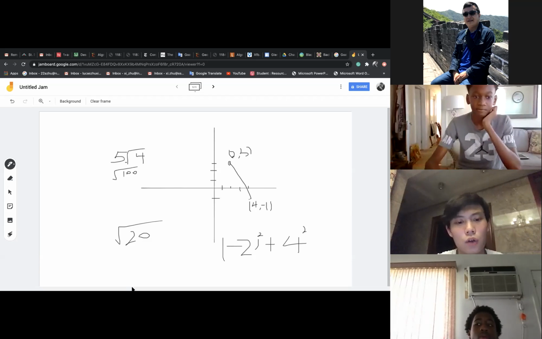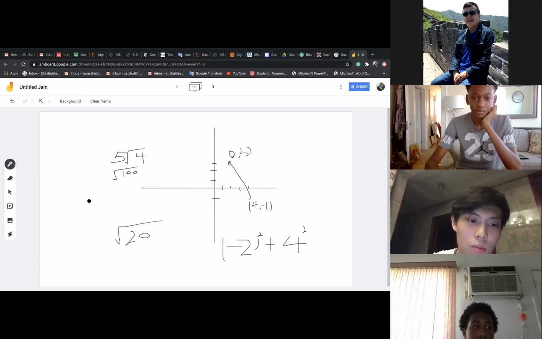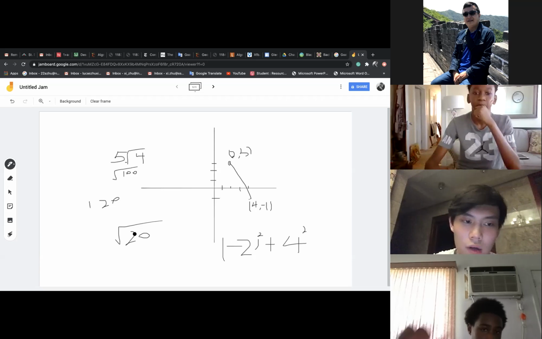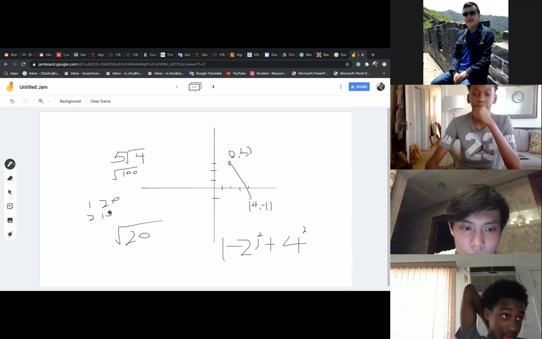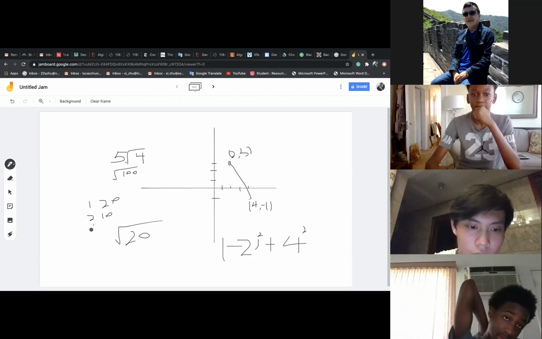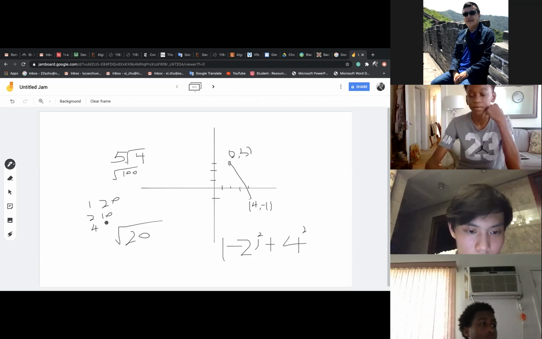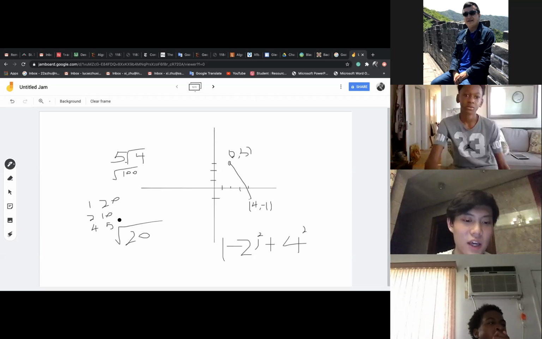So try to factor it out. What do you have? How can you get 20 if you have to multiply two variables together? The first group is 1 and 20, right? 1 times 20, you get 20. The second group is 2 and 10, right? Third group 4 and 5, right? And that's all of it, all the ways you can get 20.